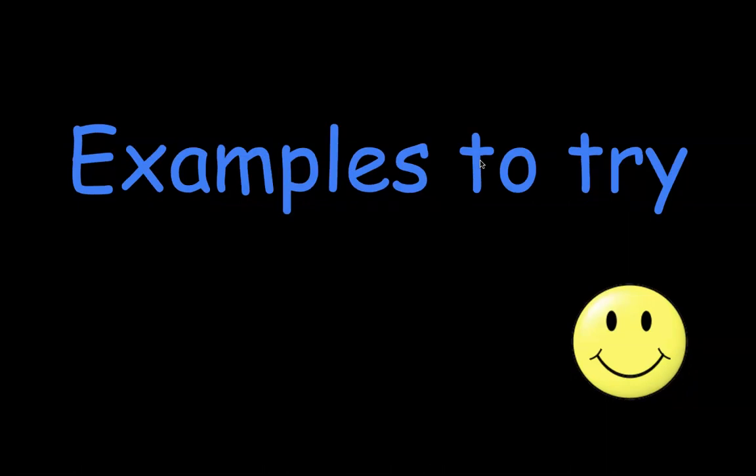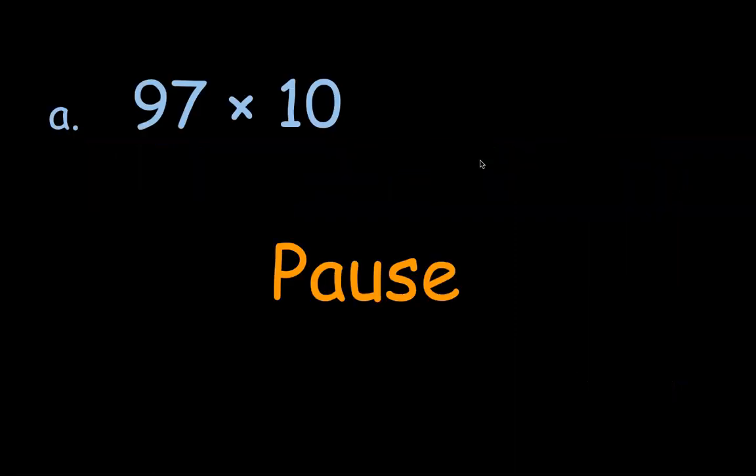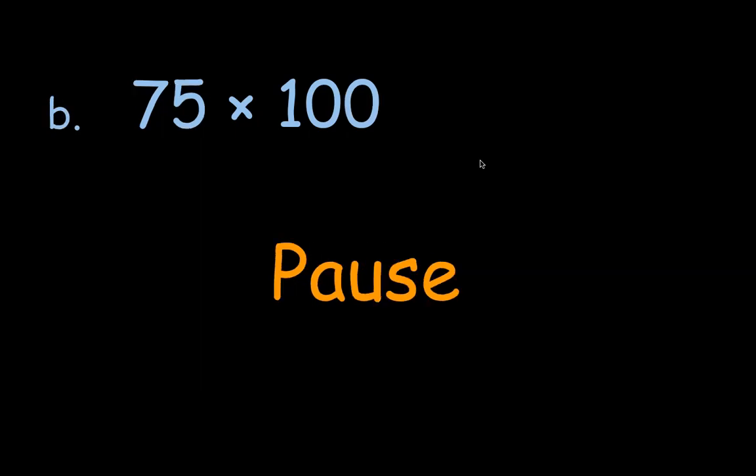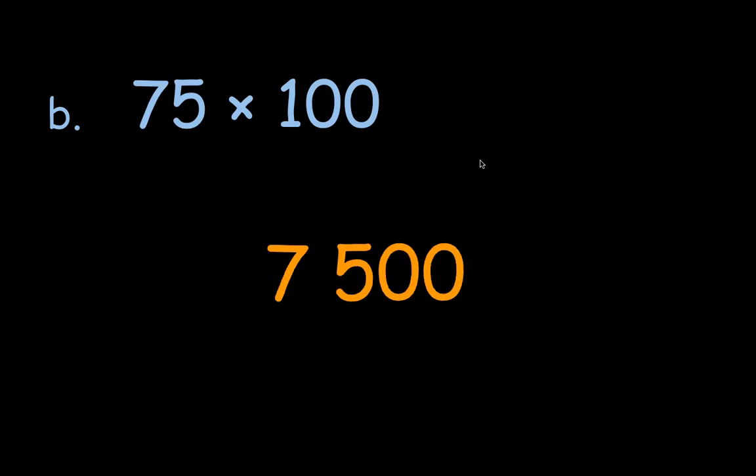These examples are for you to do. What will happen is I'll put something up on the screen, you pause the video, and when you're ready, you just continue. 97 times 10. Pause the video and continue when you're ready. 970. Well done. 75 times 100. Pause the video and continue when you are ready. 7,500. If you didn't have this gap here, you're not wrong, but it's way better to have that gap.